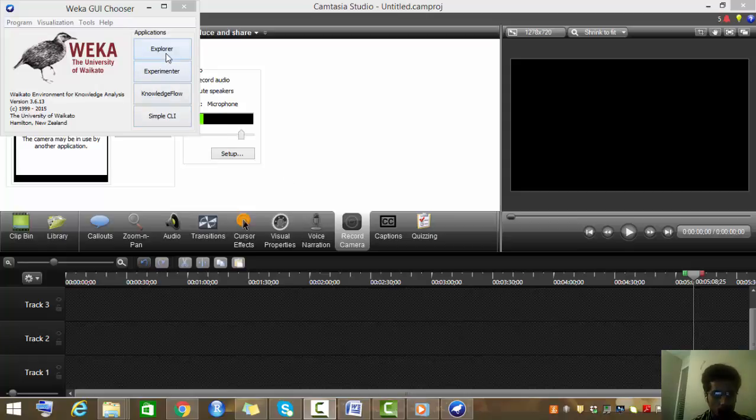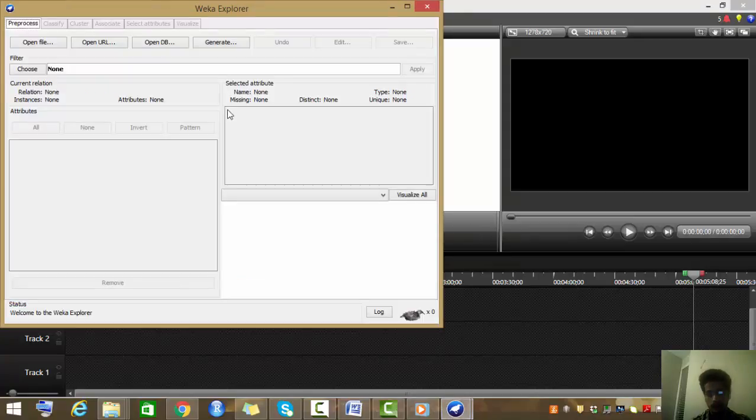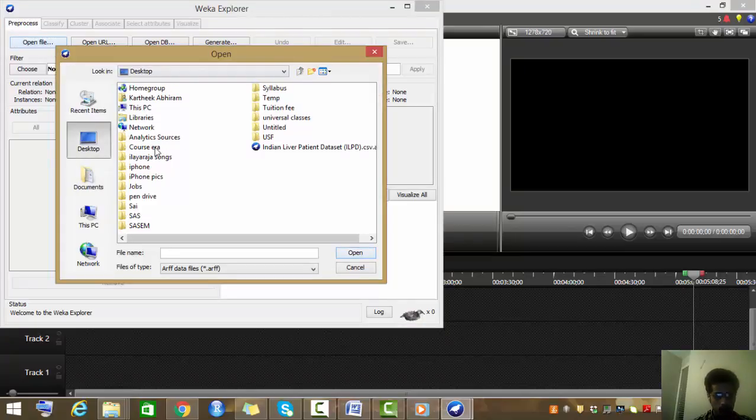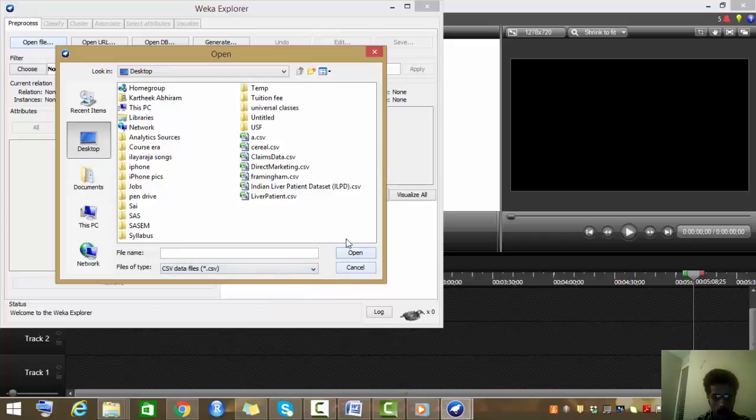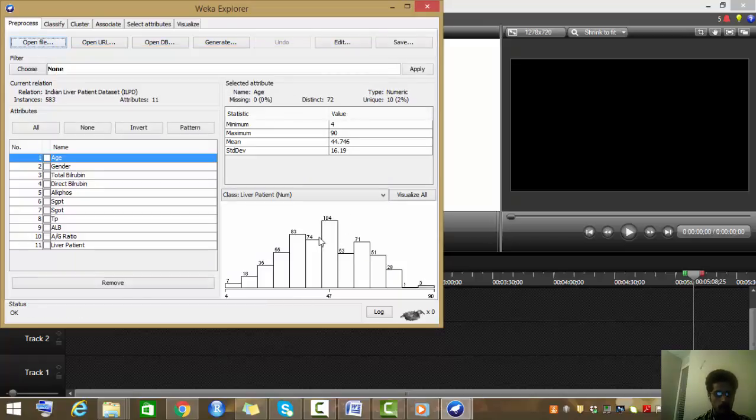Hello Professor, in this presentation I would like to build decision tree models as well as a logistic regression model using the tool Weka. For this I'm using the liver disease dataset. These are the variables in the liver disease dataset, and the liver patient variable tells us whether the patient having these attributes is a liver disease patient or not.